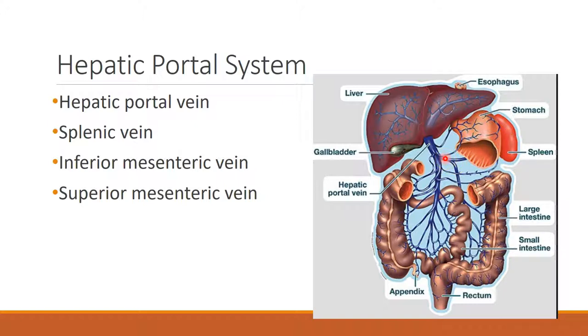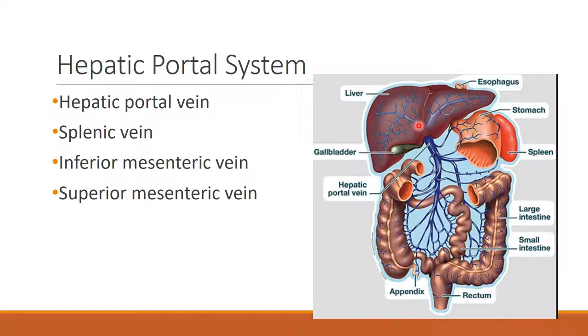And the splenic vein drains the spleen. It also has some drainage from the stomach. Down here is the inferior mesenteric vein, and you'll notice the inferior mesenteric vein dumps directly into the splenic vein. The inferior mesenteric vein drains the latter part of the large intestine, so the descending colon, the sigmoid colon, and the rectum. All of that is drained by the inferior mesenteric vein, which then leads to the splenic vein, which then leads to the hepatic portal vein and the liver.